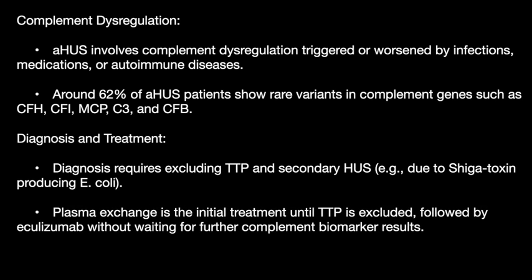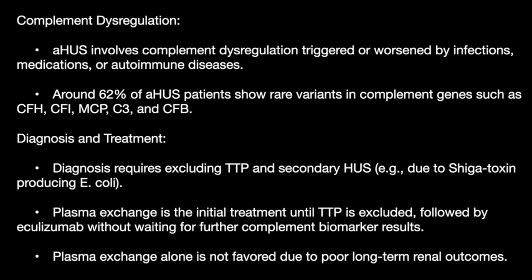For treatment purposes, we go for plasma exchange, which is the initial treatment until TTP is excluded, followed by eculizumab without waiting for further complement biomarker results. Plasma exchange alone is not favored due to the poor long-term renal outcomes.